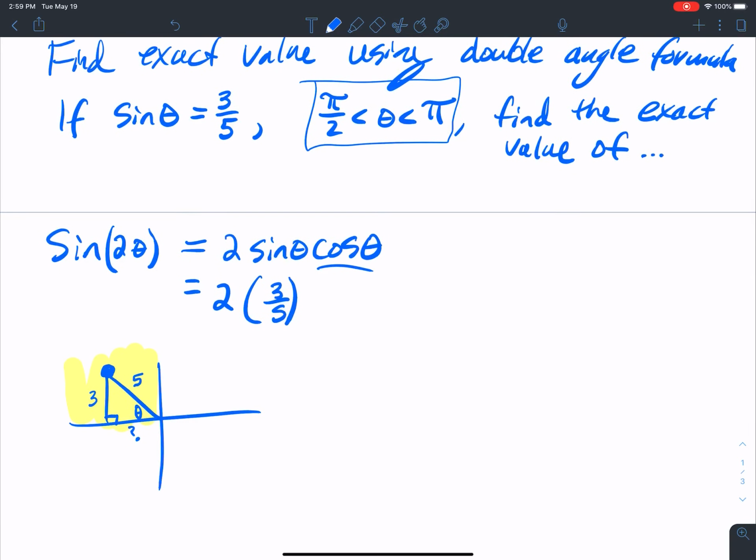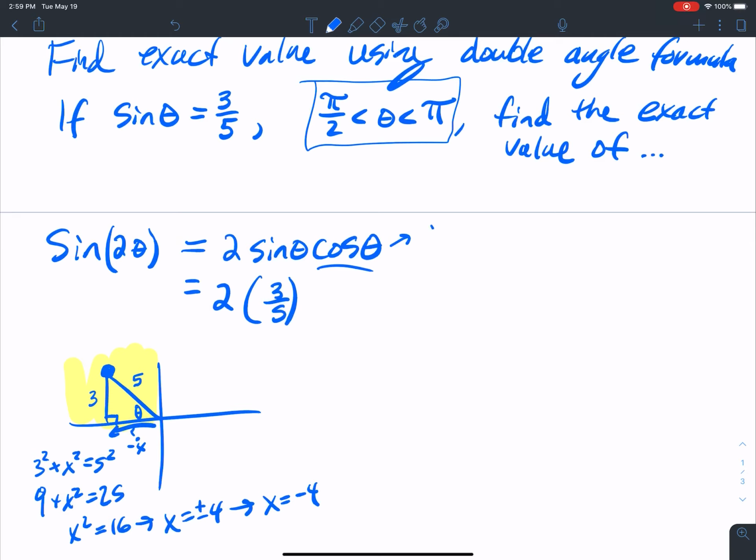Okay, well, I use the Pythagorean theorem. So I have 3 squared plus x squared equals 5 squared. So that's 9 plus x squared equals 25. So x squared equals 16, so x is equal to plus or minus 4. But if I'm going in the negative direction, x is negative, so this gets me x equal negative 4 because it's in the second quadrant. So cosine theta is x over r, so that's negative 4 over, what's the hypotenuse? It's 5. So negative 4 over 5.